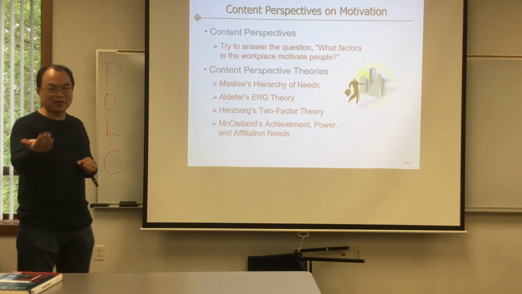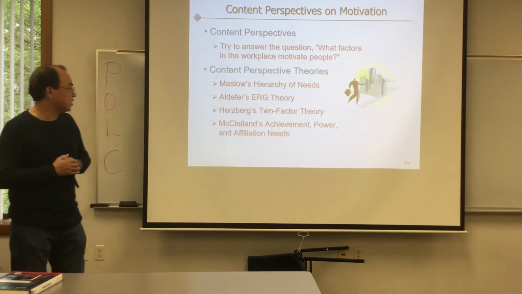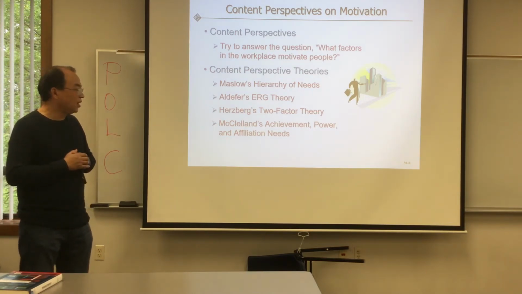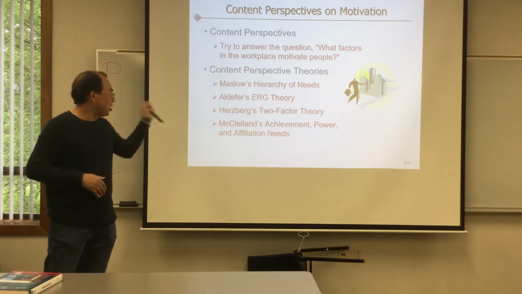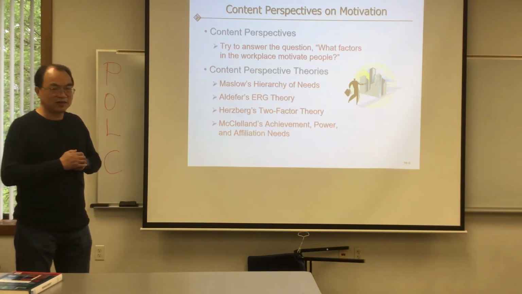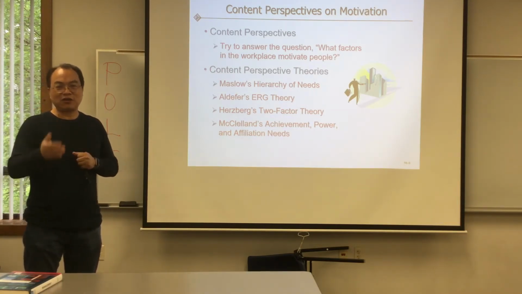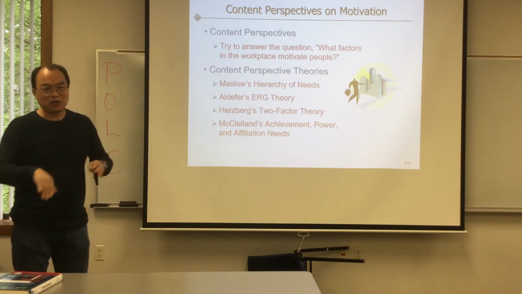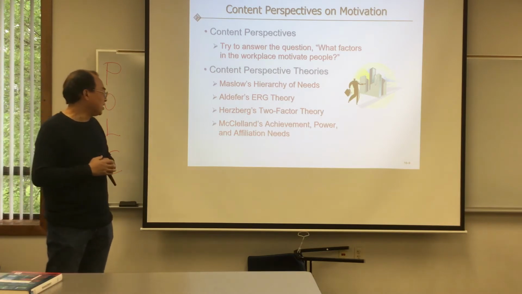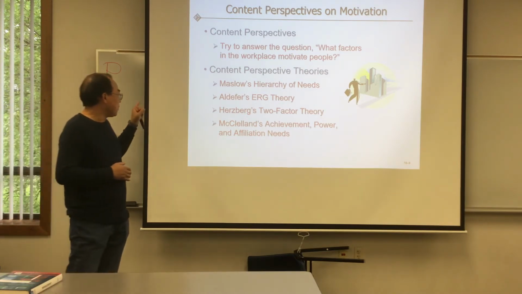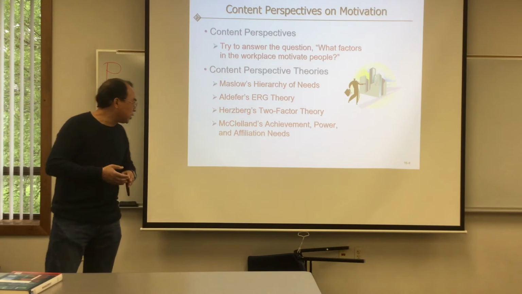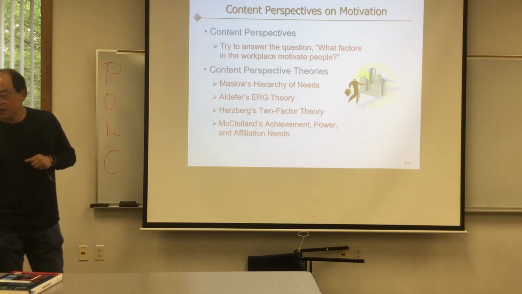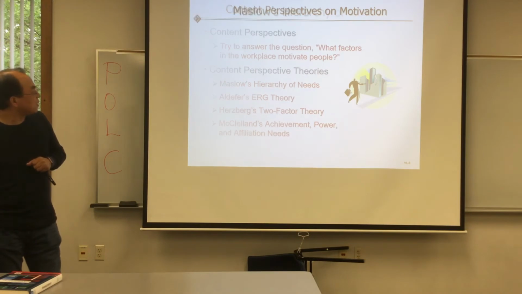The case mentioned the ERG theory, with 3 factors, from 5 to 3. And then we go to Herzberg's 2-factor theory. It seems like scholars like to go from complexity to simplicity. And then again we go back to McClelland's achievement, power, and affiliation needs. But we also have other theories behind there.